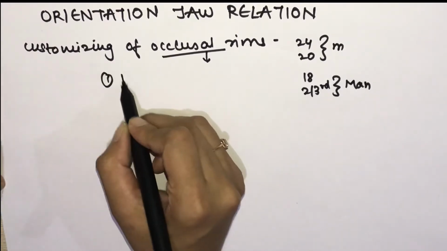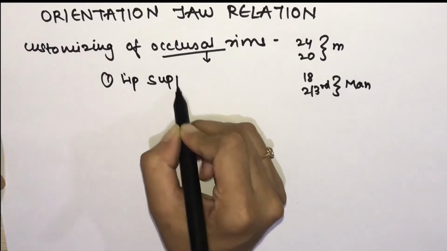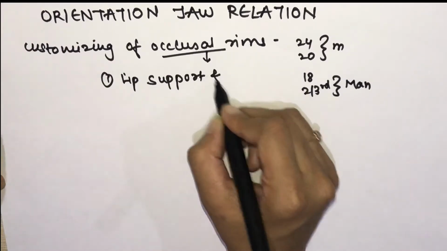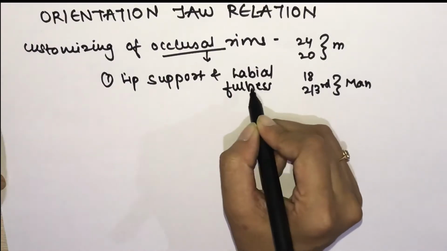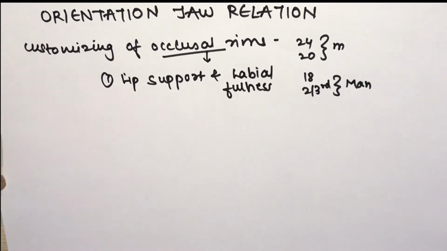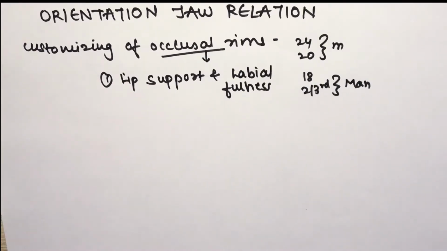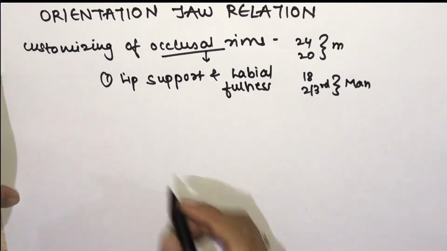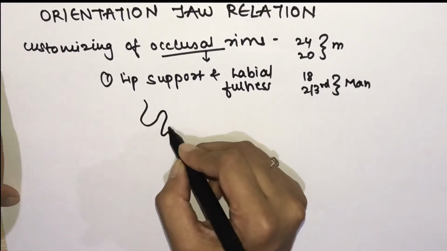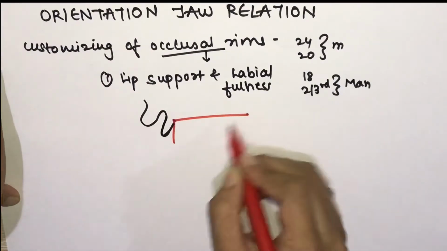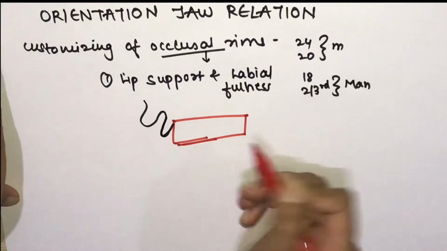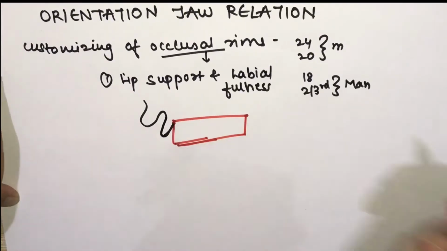First is the lip support and labial fullness. In this, the occlusal rim should provide adequate lip support. Inadequate or excessive labial support will seriously affect the aesthetics of the denture. For example, this is the case. Your rims should be made such that they provide adequate fullness to the lips.